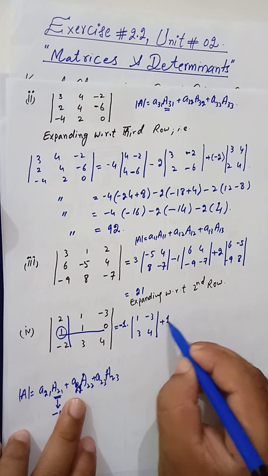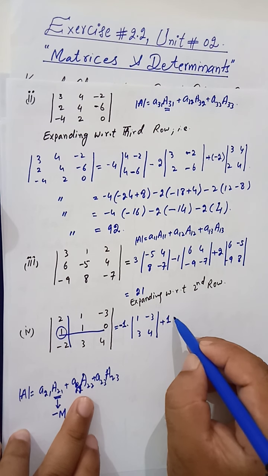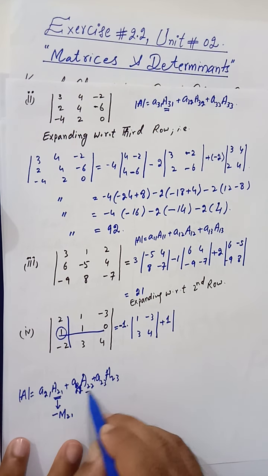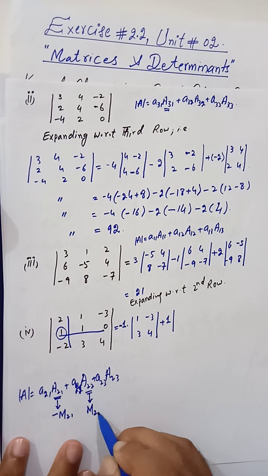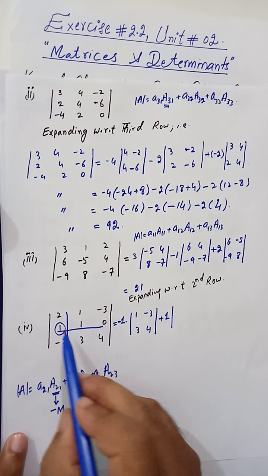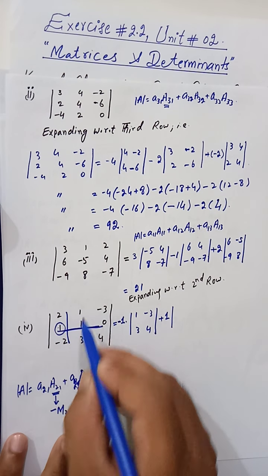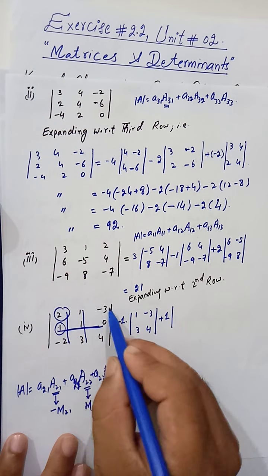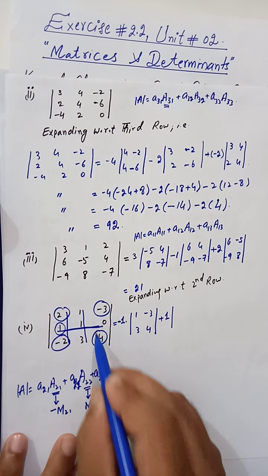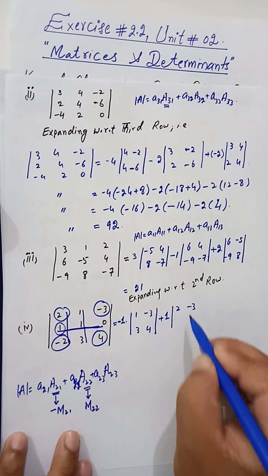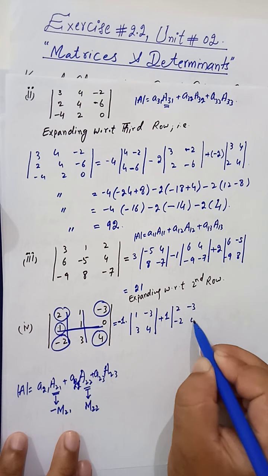So this will be plus 1 and capital A22 is equal to M22. Now cancel out the second row and second column and take the determinant of the rest. This second row and second column will be cancelled. So these are the remaining elements: 2 minus 3, minus 2 4.